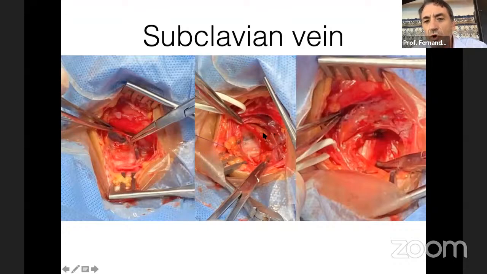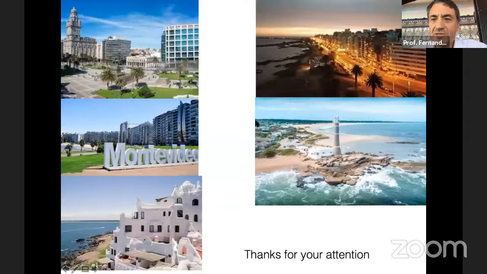If you go to the superior trunk, this approach is safe, but you must be aware of this variation. If you go too fast and you don't identify this variation, you can injure the subclavian vein. So thank you very much for your attention, and I am here for the questions.